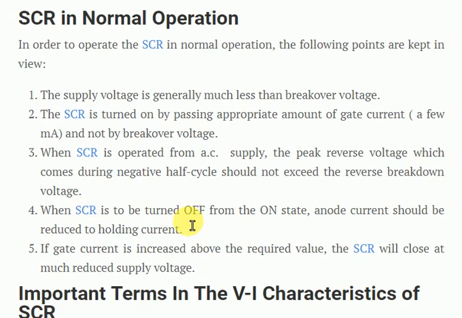To turn the SCR off from the on state, the anode current should be reduced below the holding current. If the gate current is increased above the required value, the SCR will close at a much reduced supply voltage.